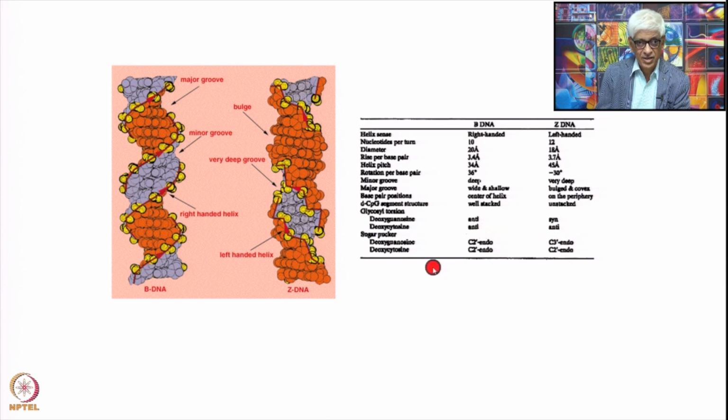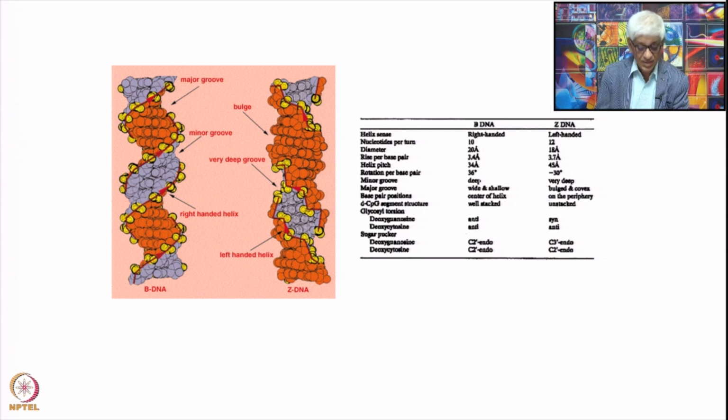And the sugar geometries, in the B-DNA they are all C2' endo, which is uniform, whereas here it alternates. So guanosine has the C3' endo sugar geometry, and the cytosine has the C2' endo sugar geometry. Therefore this makes the dinucleotide the repeating unit.